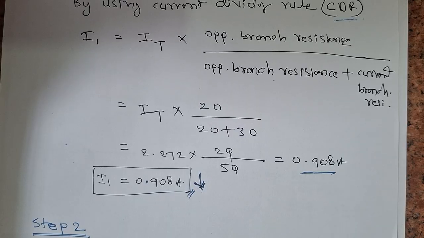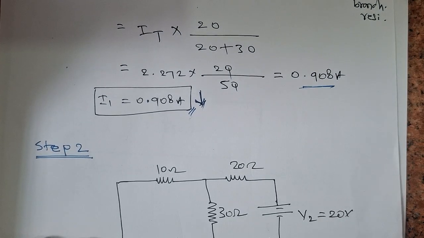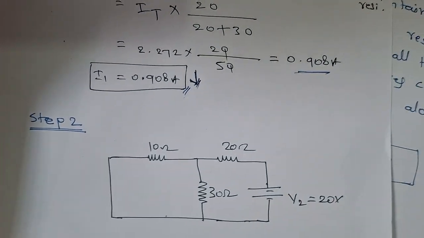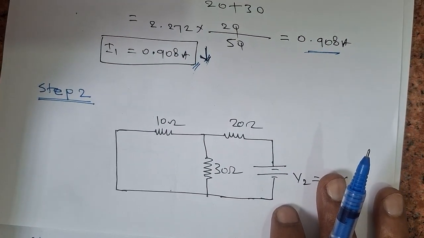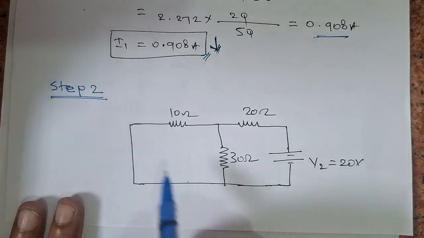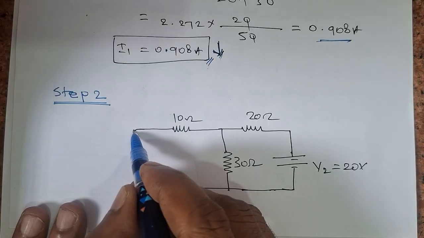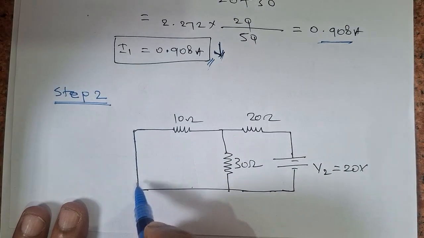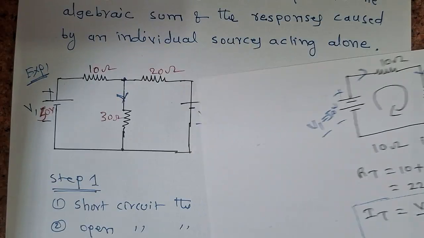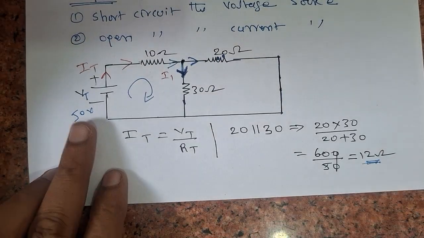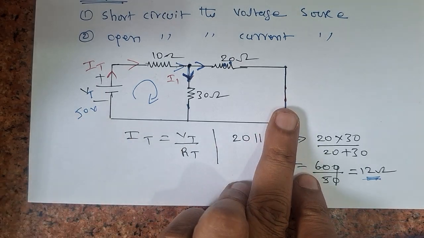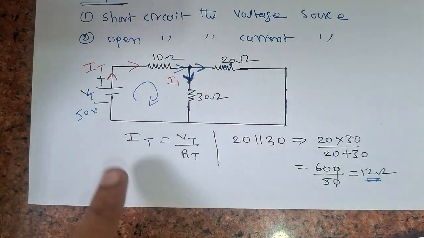Similarly, we have to apply step 2. Now we have to find the response from V2. So what you have to do in step 2 is close the short circuit to the V1. So where is the V1? This will be the V1, right? And this will be the V1. Now we have to remove this source and connect this source V2 and again find the response.